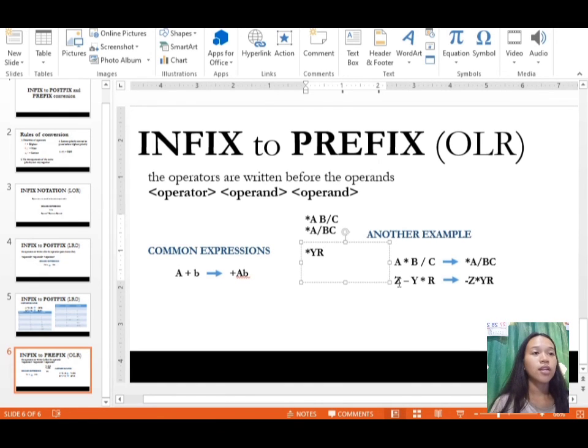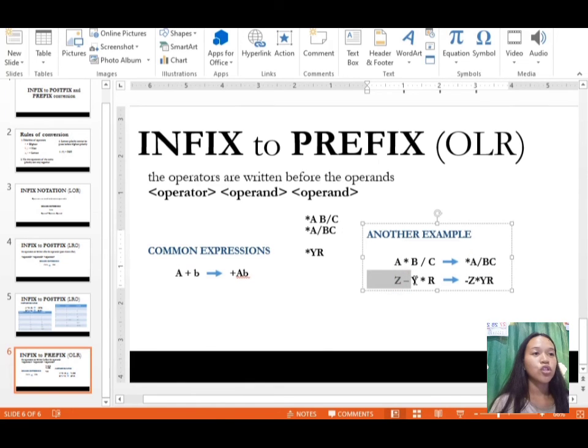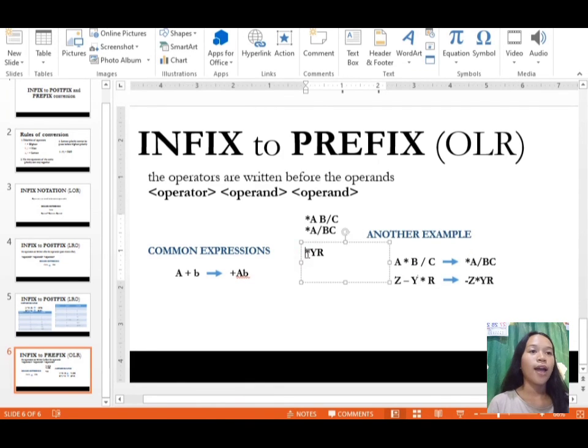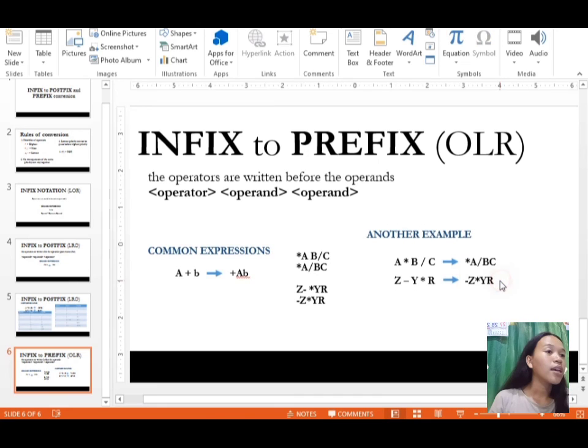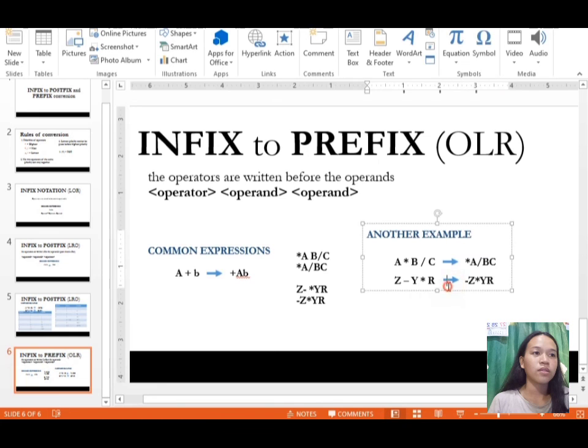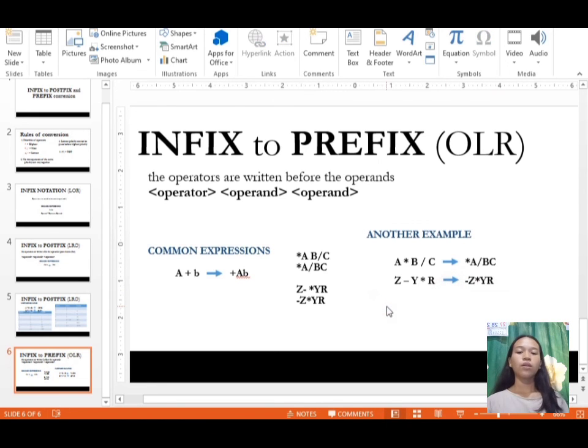And then after, naa pa si Z minus, ikapin na to siya. So, if we convert this one, it would be minus Z times YR. So, that is why our final answer is minus Z times YR. So, that would be all for now. I hope that you have learned something from my discussion. So, thank you for listening.